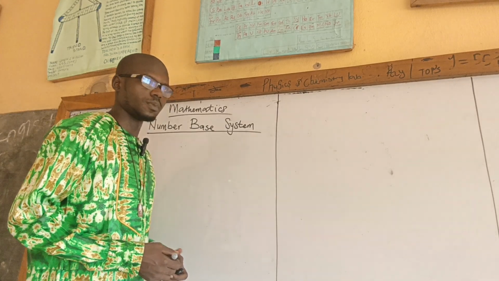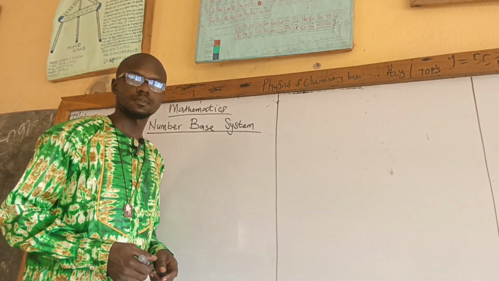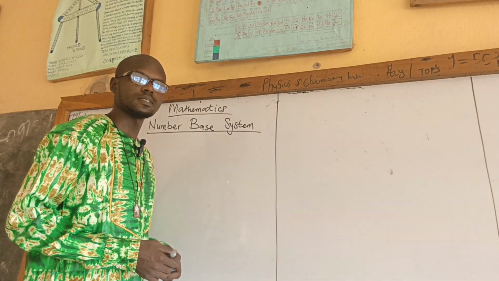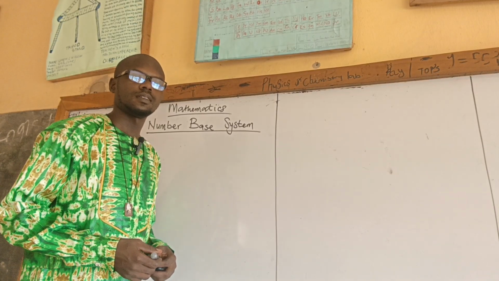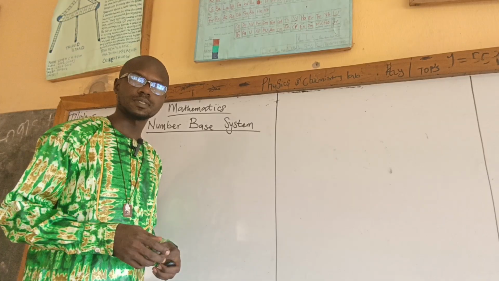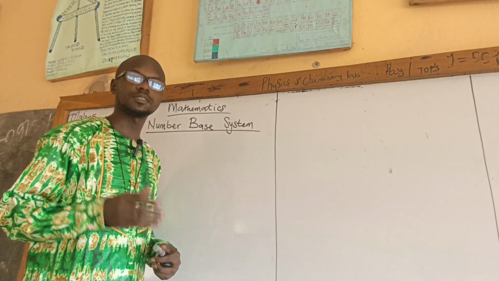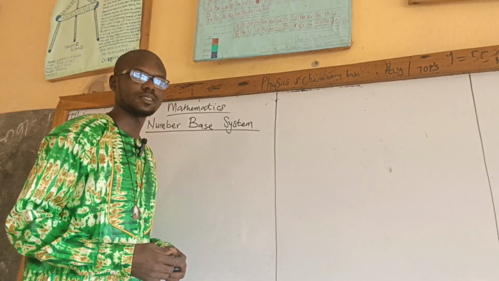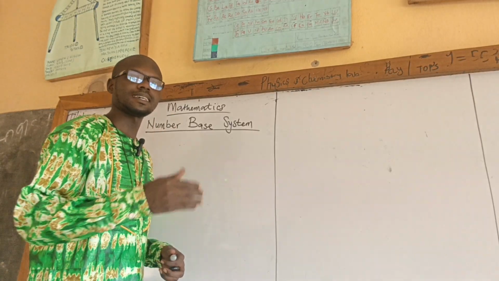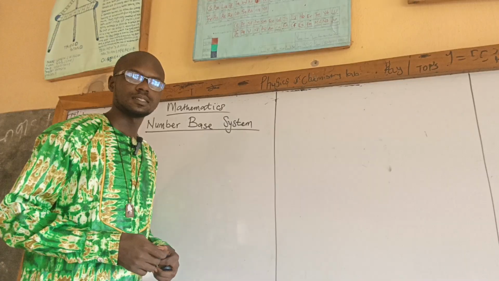So we'll be talking about number-based systems. A number-based system is just the system of naming numbers, like the way we have different tribes. Each tribe has a particular way they give names to their children. So we can liken the number-based system to that system too.